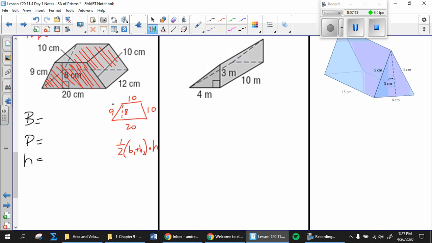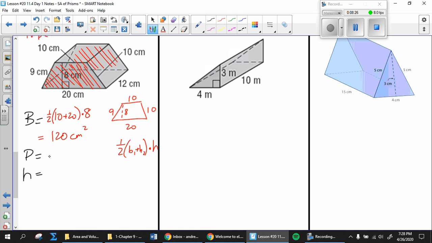So again, remember, you're just looking at the trapezoid when you're doing B and P here. So we get 1/2 base 1 is 10 plus base 2 is 20 times the height of the trapezoid, which is 8. Okay, and so what that's going to give me then, I'm going to get 10 plus 20 is 30. 1/2 of 30 is 15. And then 15 times 8 gives me 120 centimeters squared. Okay, so that's the area of this trapezoid.